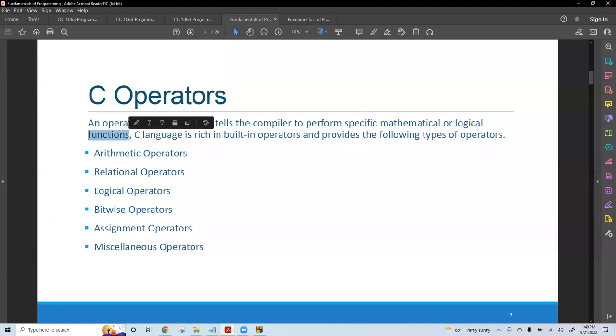Don't get the functions confused with the functions in C. In C, we learn functions separately, and we are going to talk about that within a few weeks. So here the function means some operation, some task, so it would be mathematical or logical operations on data.